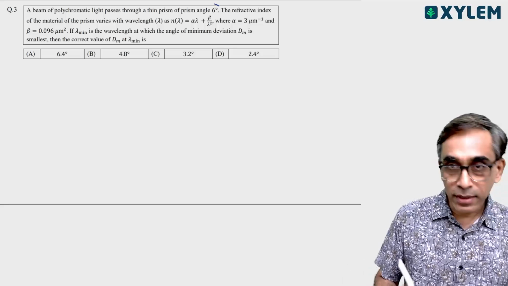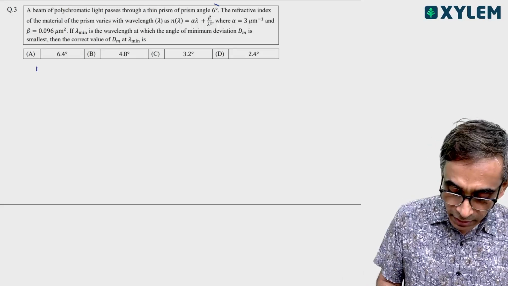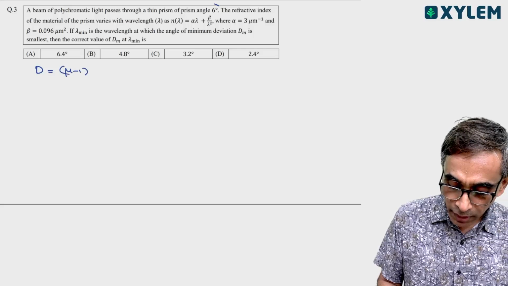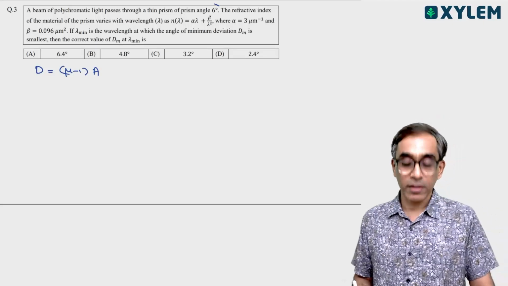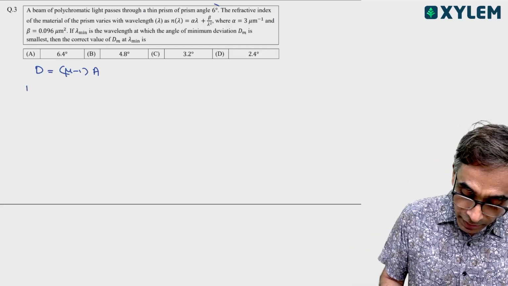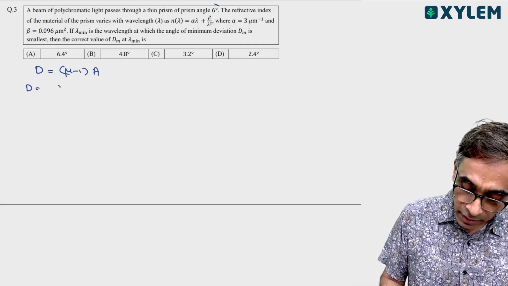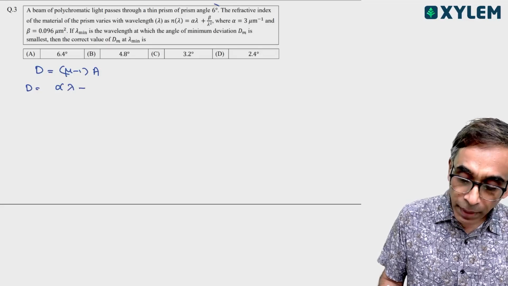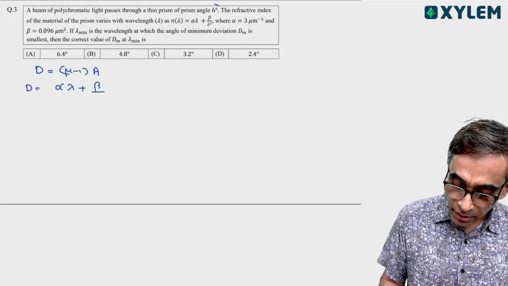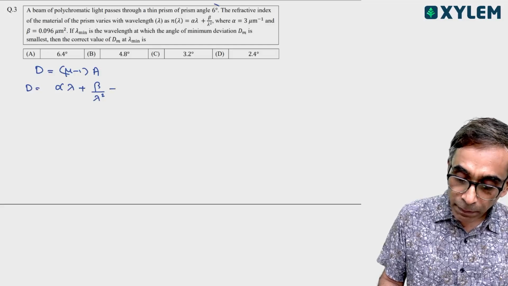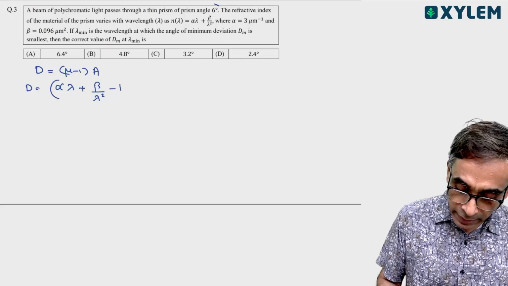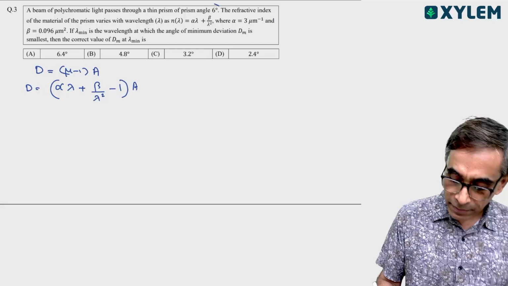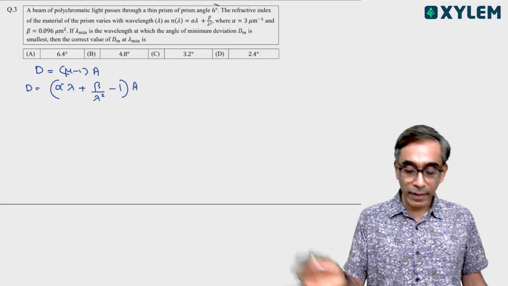See, we know that the angle of minimum deviation, we write it as d. For a thin prism it is (mu minus 1) into A. And mu is given. Now let us write d. What is the value of mu that is given? It is given as alpha plus beta by lambda square, minus 1, into the angle of the prism, which is A. You can put the value later, okay.